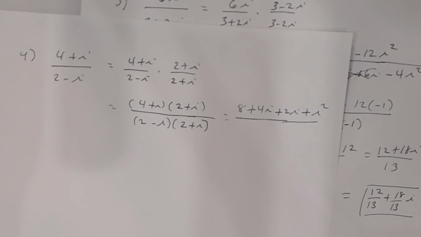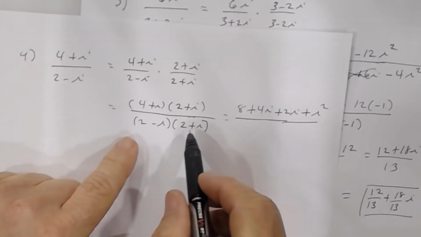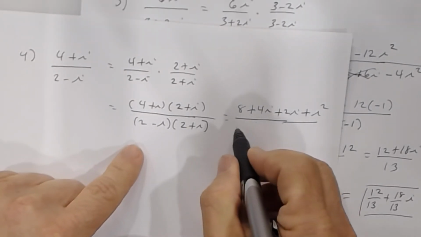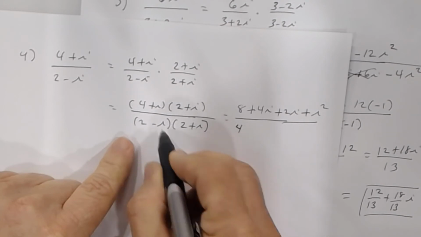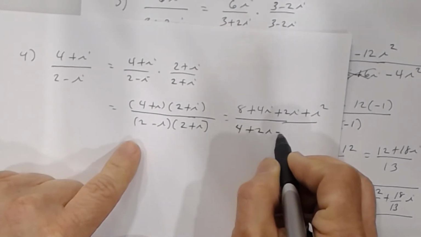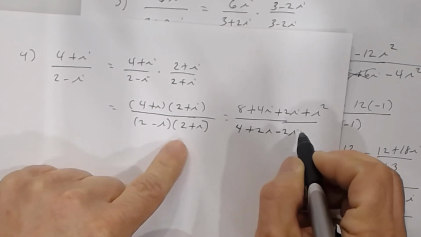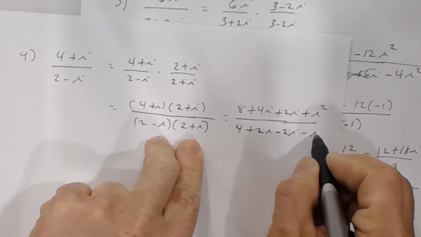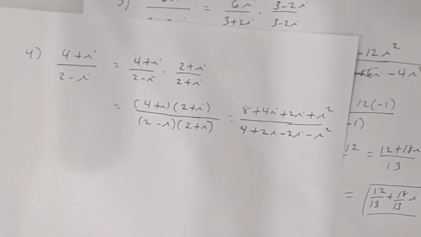The denominator terms are conjugates, so when I add the outer and the inner, those two add to 0, right? So let's talk about the denominator. What's the first? 4. What's the outer? 2i. What's the inner? Negative 2i. And what's the last? Minus i squared. So that's where I'm at.